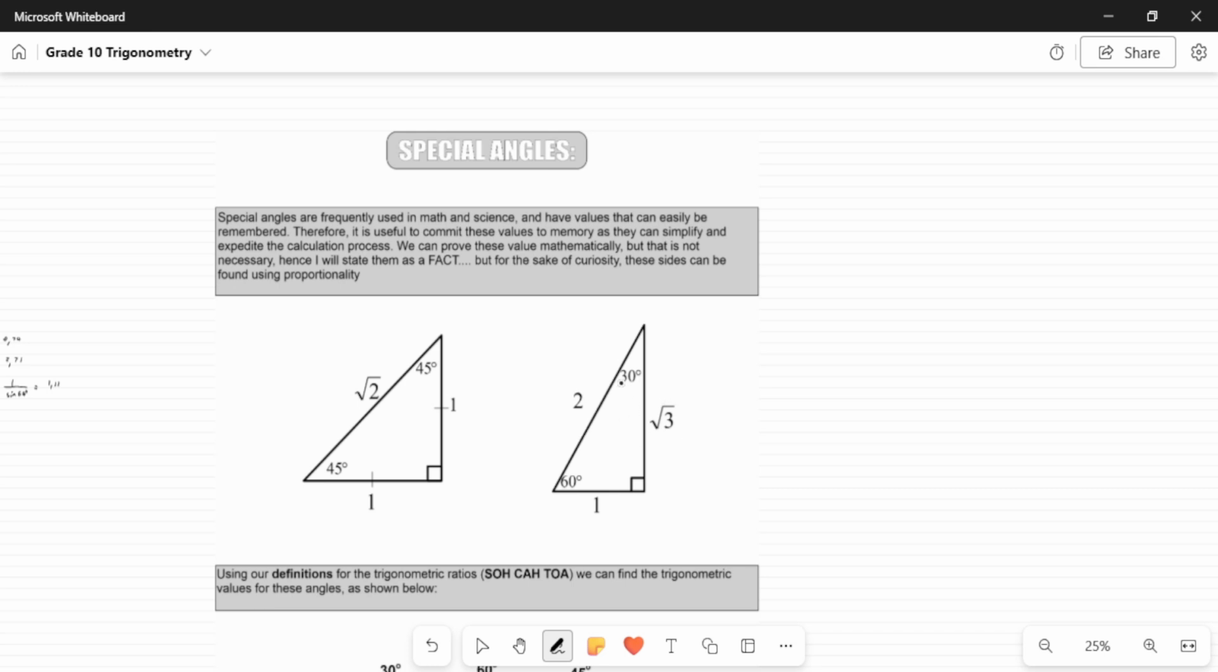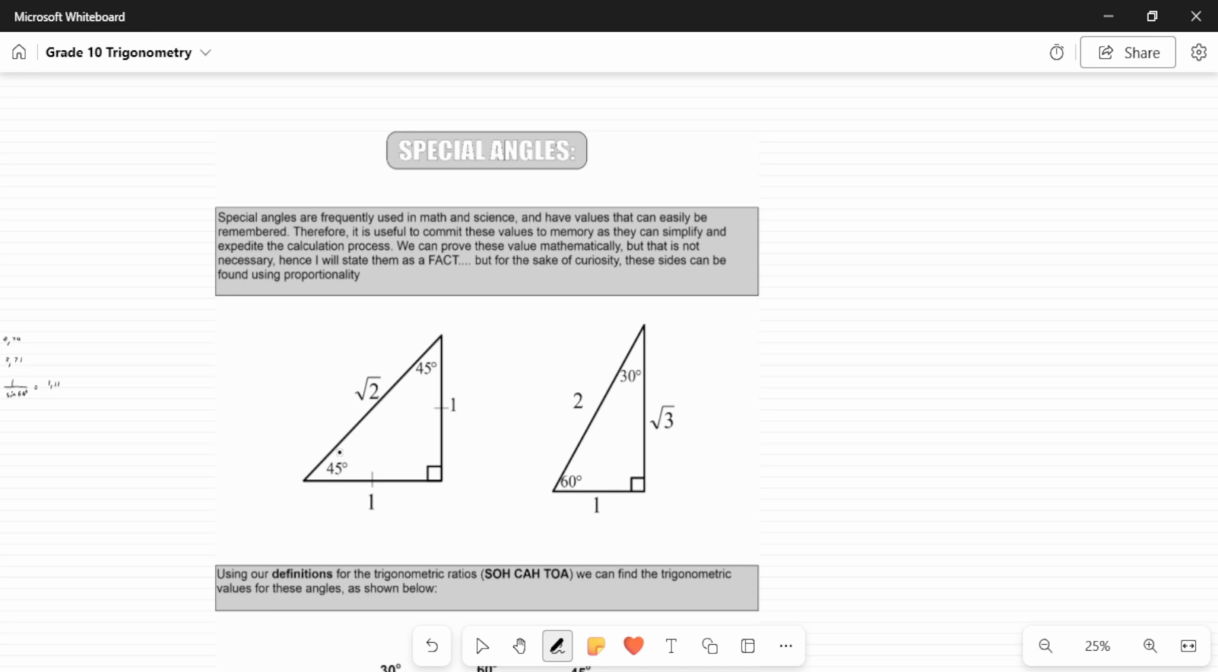Now the way I remember this is, I only remember the sine of 30. The sine of 30 is half. So what is sine? Sine is opposite over hypotenuse. So therefore I know the side opposite the 30 has to be 1. And the hypotenuse will obviously always be 2. And then automatically the adjacent side becomes root 3.